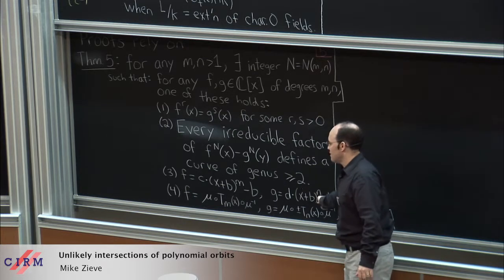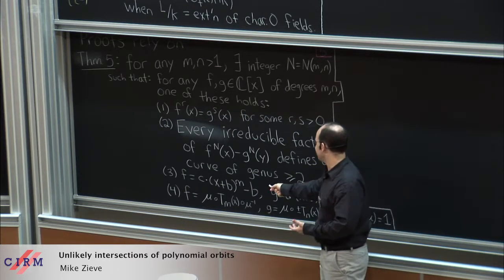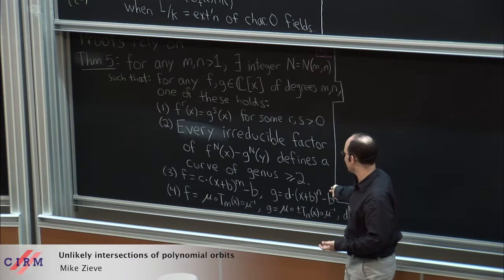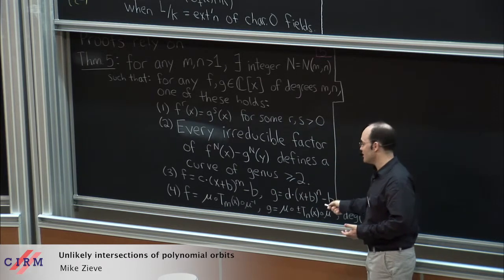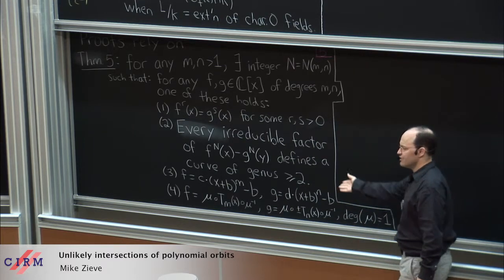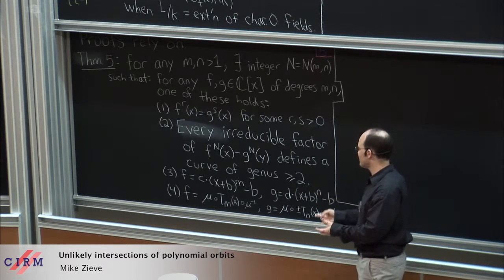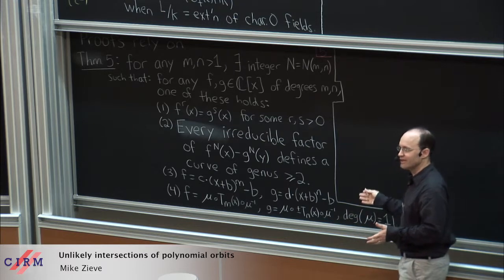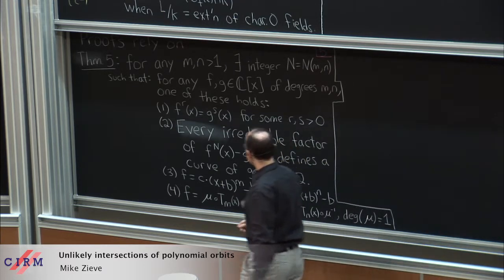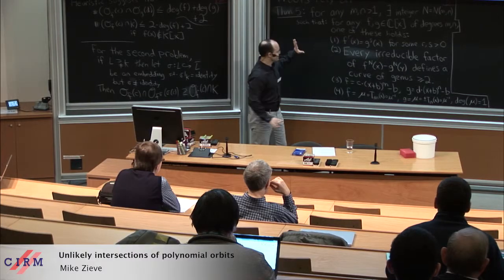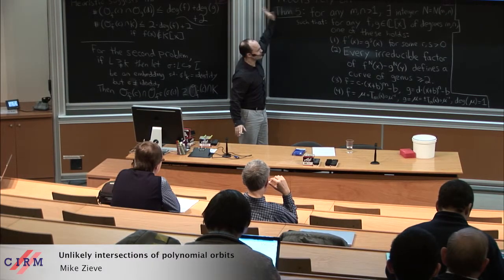Or you get two very special cases where f and g are basically x^m and x^n, or Chebyshev m and plus or minus Chebyshev n. So the Chebyshev polynomials, these are the things that take cosine theta to cosine n theta. So this is the real result. This is the thing that makes everything else work.